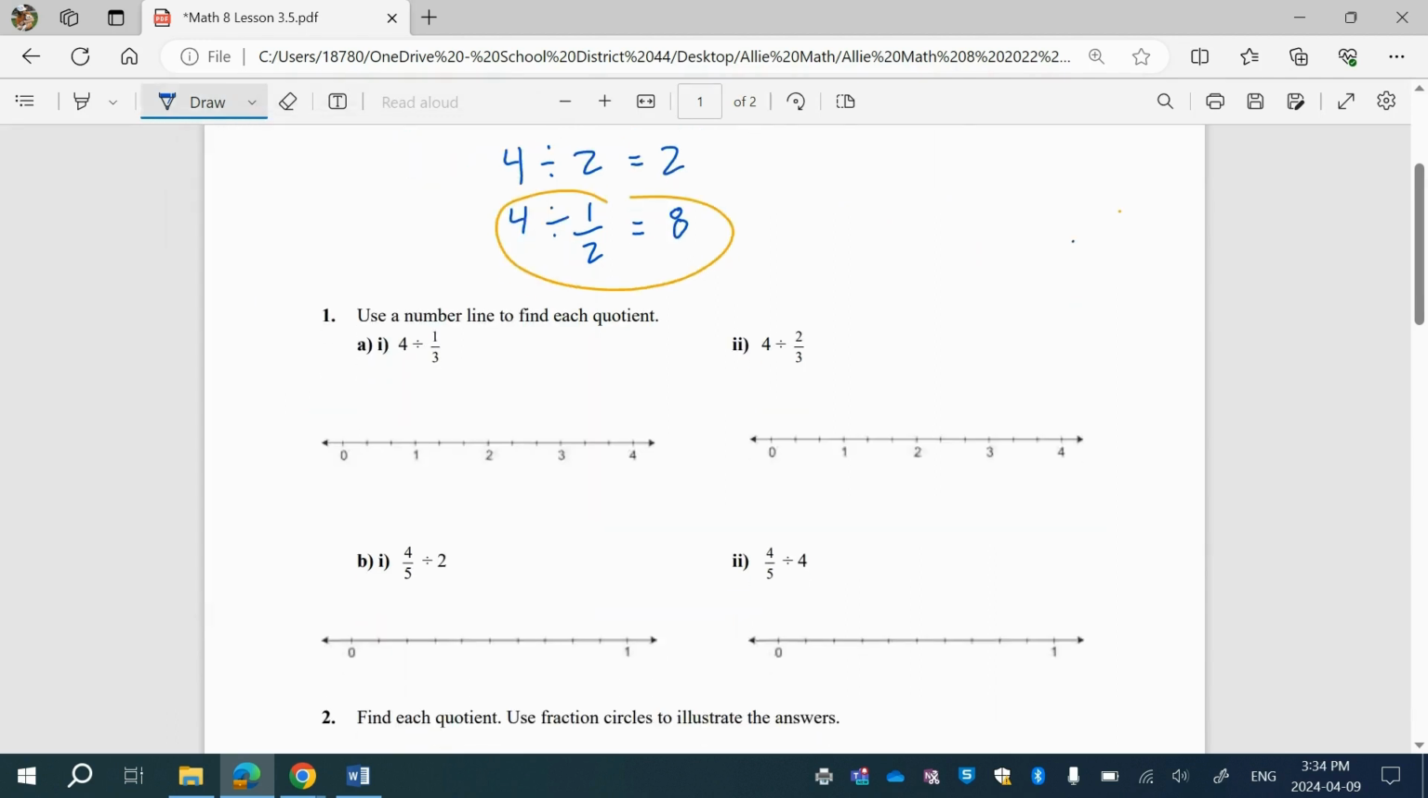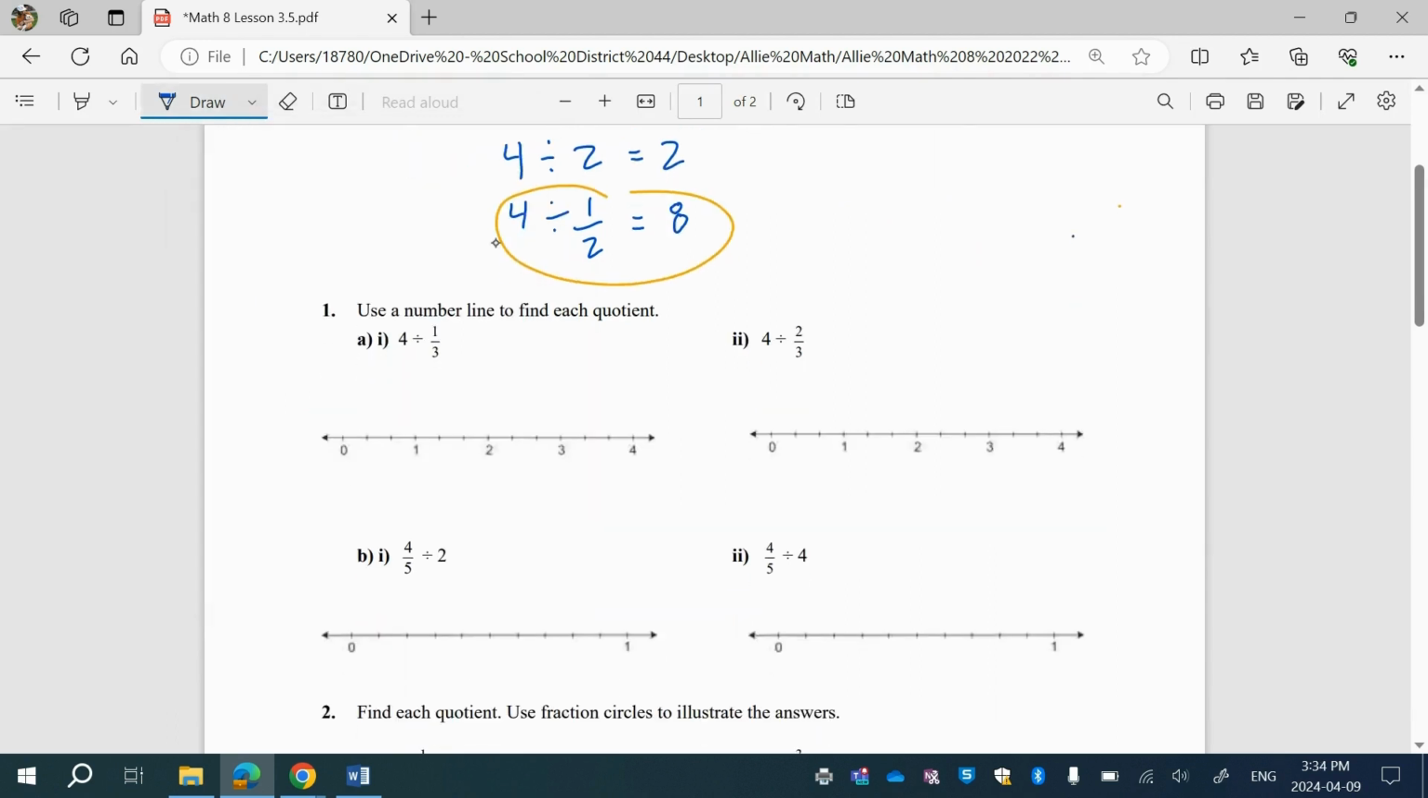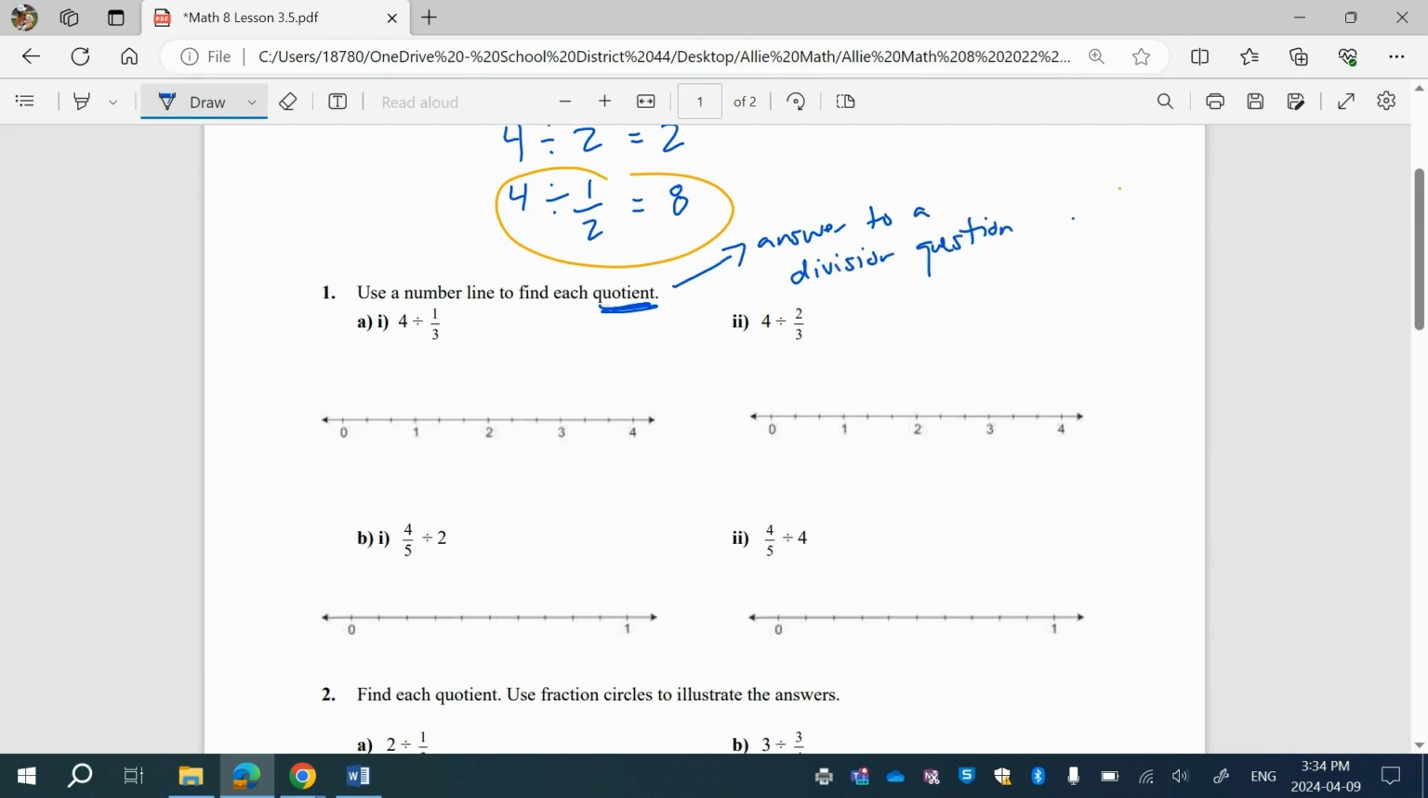Use a number line to find each quotient. Remember, the quotient is the answer to a division question, you can write this down. So we have 4. Here's our number line. This is 1, 2, 3, 4. And we're dividing it into thirds.